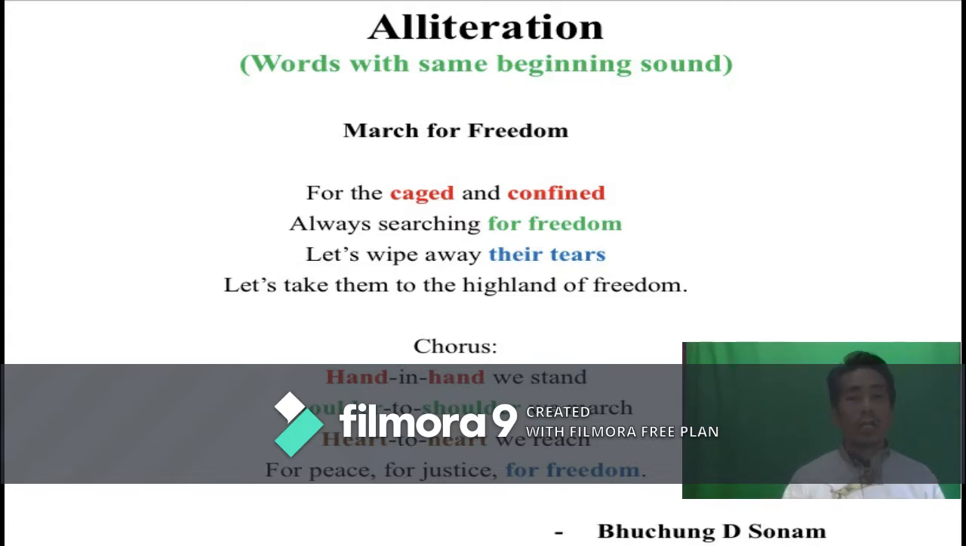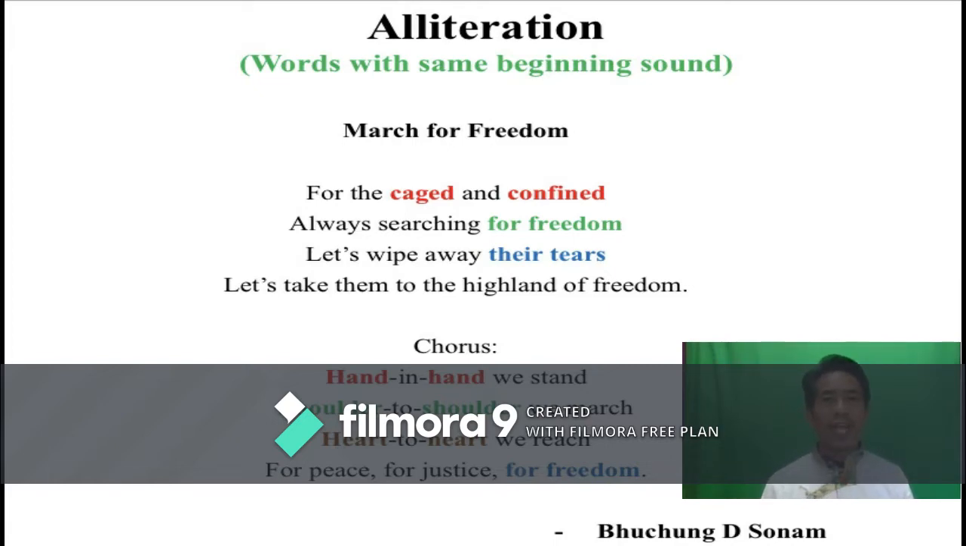So today, for the example of alliteration, we have a poem from Pujung Di Sonam, a Tibetan poet. I've tried my best to take examples from poems written by Tibetan poets. The name of the poem is March for Freedom, which is also translated, and which also came in song form.